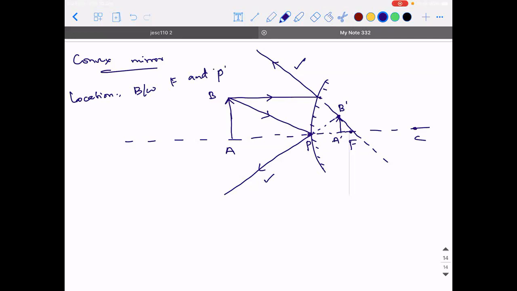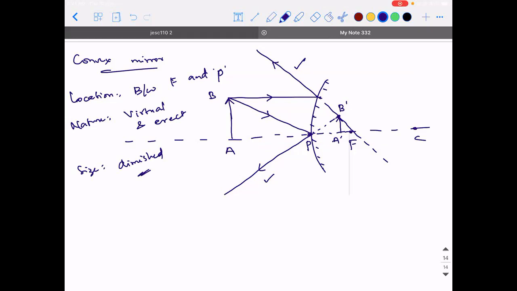Correct. What is the nature? It is virtual and erect. Correct. What about the size? Diminished. So an important point to be concluded from here is convex mirror can only form a virtual image. Okay. So convex mirror is the only mirror which can form a virtual and diminished image.